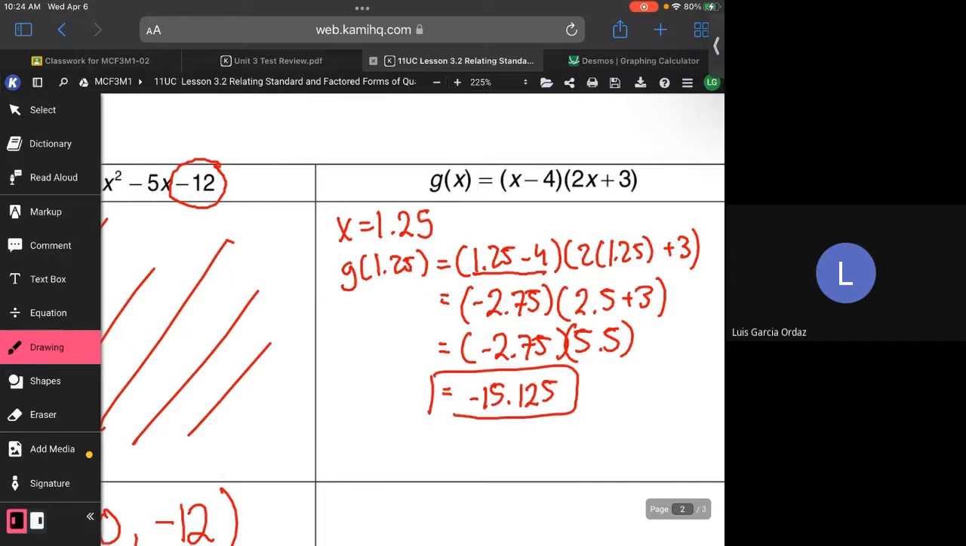So what's your vertex then? 1.25. And that's your x, and then y is negative 15.